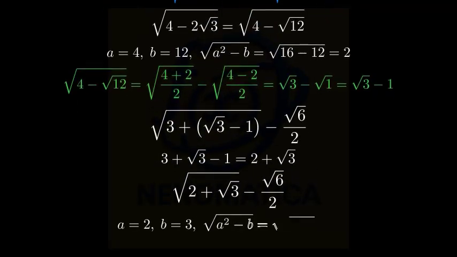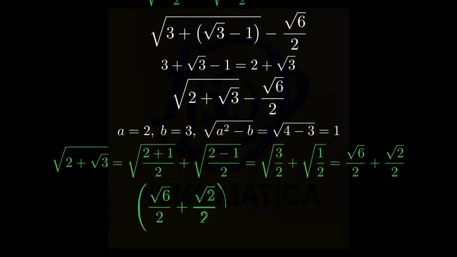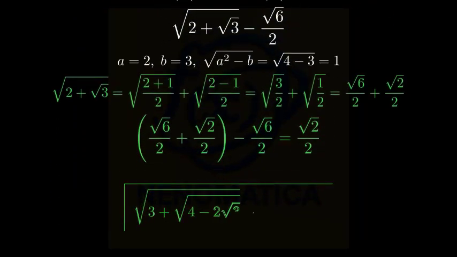Here a equals 2 and b equals 3, so c equals the square root of 4 minus 3, which is 1. Therefore the square root of 2 plus root 3 equals root 6 over 2 plus root 2 over 2. Substitute and combine to get the final value for part A.